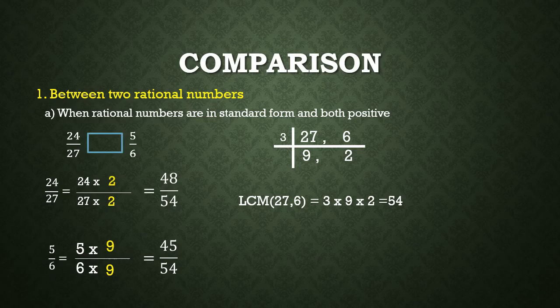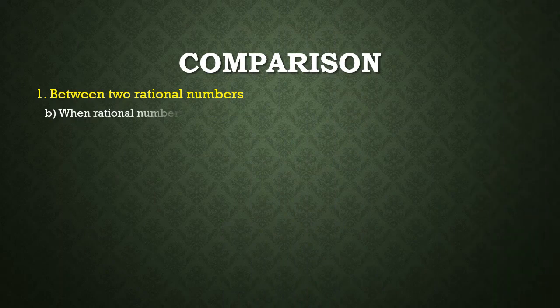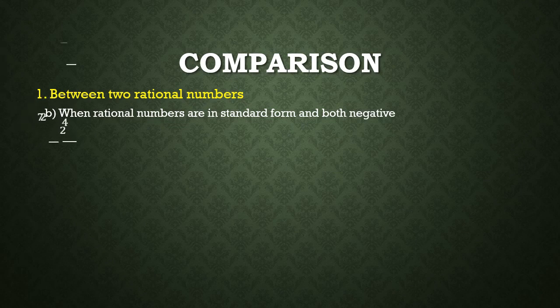And now 48 is greater than 45. Therefore, 48 by 54 is greater than 45 by 54. And therefore, 24 by 27 is greater than 5 by 6. Hence, we place the greater than sign out here. Next, if both the rational numbers are in standard form but both negative. Earlier we did for positive, this time negative. I am taking the numbers that I took earlier to avoid extra but similar calculations.